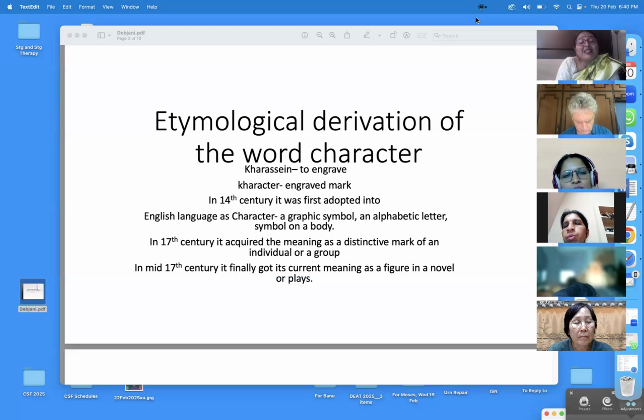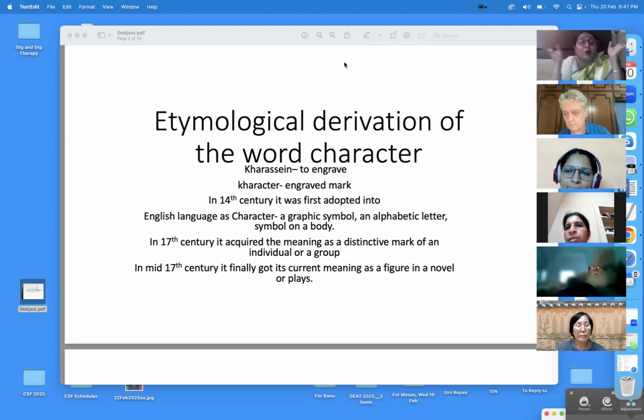Then at the beginning of the 17th century, it was referred to as a distinctive mark of a group, an individual or a community. So slowly it evolved from engraved, to an engraved mark, to a symbol, and then a symbol or feature of a particular community or group. Then in the mid 17th century, the current meaning took its final shape: a persona or a figure in a novel, a play, or any writing.